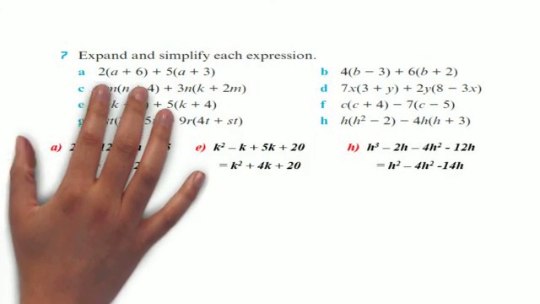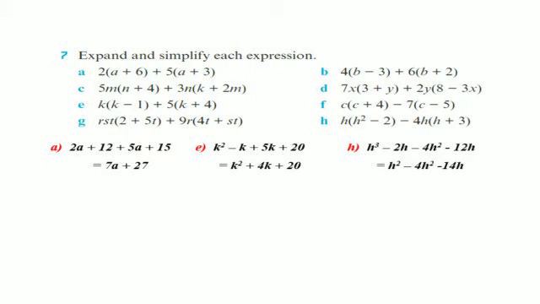Question 7, expand and simplify. Part A, when you expand and multiply by 2, 2a plus 12 plus 5a plus 15. Collect the like terms, equals 7a plus 27. Part E, k squared minus k plus 5k plus 20 becomes k squared plus 4k plus 20. Then part H, h cubed minus h, 2h minus 4h squared minus 12h. You can see the answer in that one.